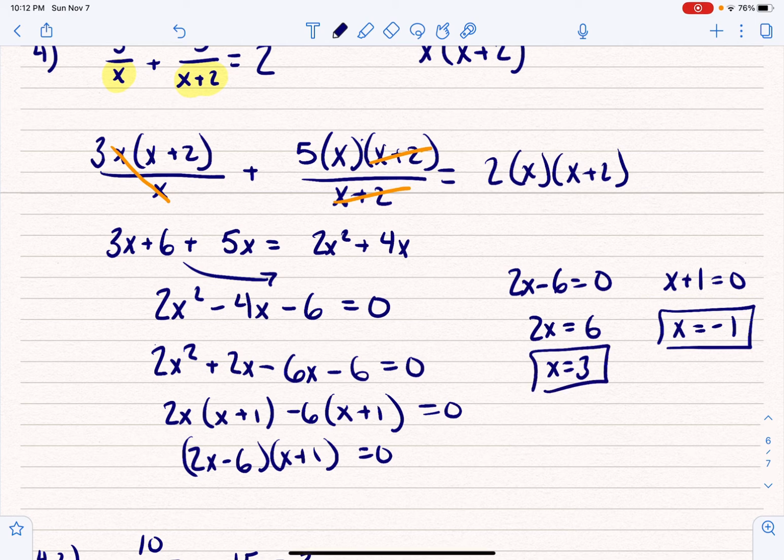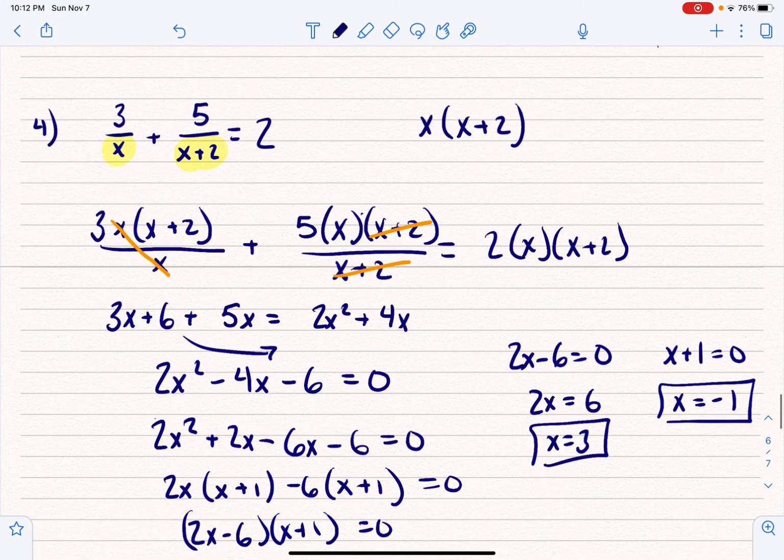Okay? Now, the only thing you have to do is just double check that both these solutions are okay. Would any of these solutions cause an undefined situation where you'd have 0 in the denominator? And no, the only numbers that we can't have are 0, x cannot be 0, or x cannot be negative 2, because that would make the denominator 0. So I don't have a 0 or a negative 2, so I'm good. My solutions are x equals 3 and x equals negative 1.